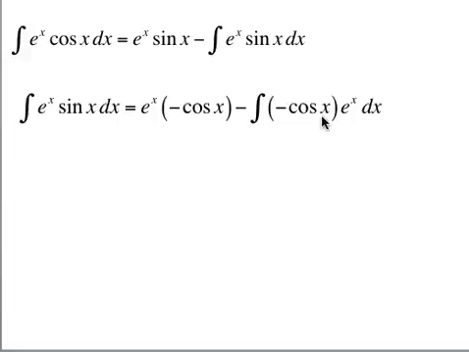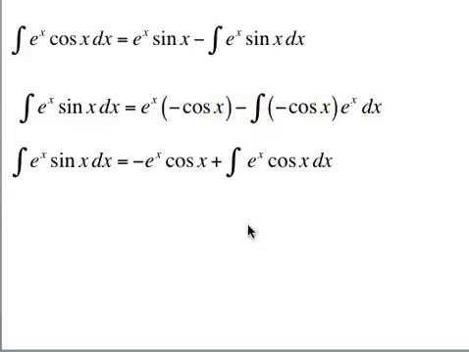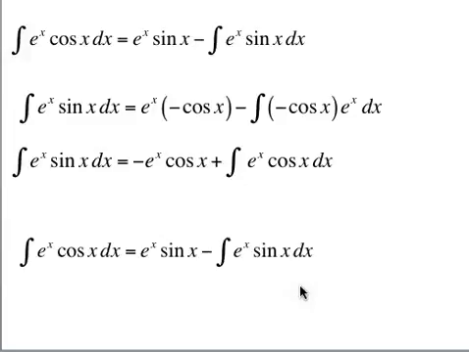So again, this is where we are, and this is what I saw on the previous page in terms of what this looks like. And let's simplify this. That's negative e to the x cos x plus the integral of e to the x cos x dx. And now I want to plug all this in parentheses for this part up here. So I'm going to have the integral of e to the x cos x dx equals e to the x sine x minus parentheses negative e to the x cos x plus the integral of e to the x cos x dx. So again, this is what we have up here.